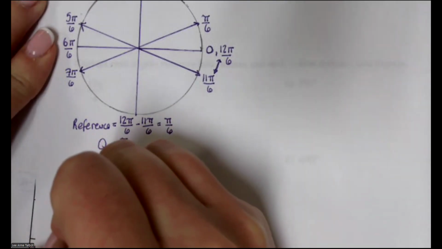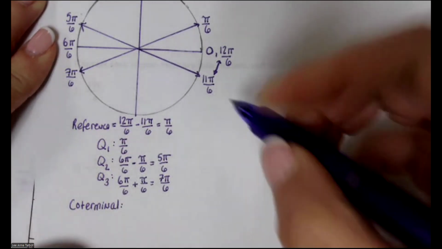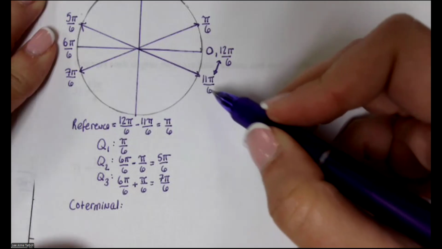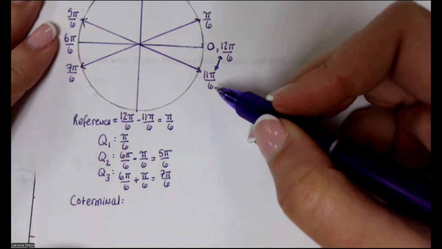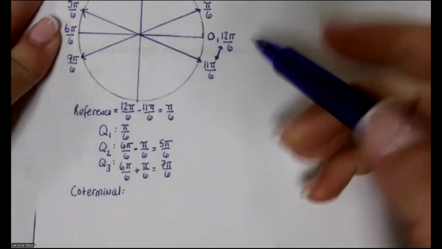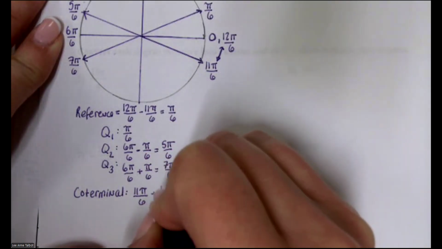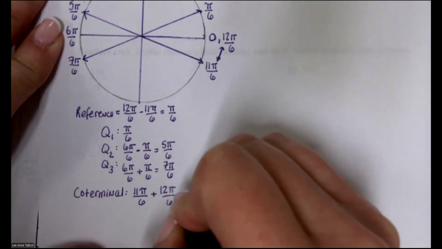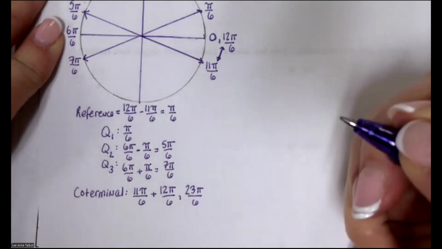Okay, now coterminal. We haven't done this in a minute. Coterminal means it's in the same spot as your original angle. You add 360 and minus 360. What number do I have written up here that is equivalent to 360? 12 pi over 6, right? Okay, so 11 pi over 6 plus 12 pi over 6 is 23 pi over 6.